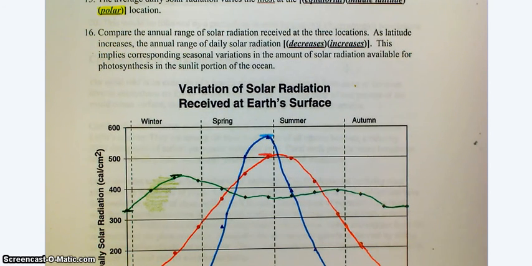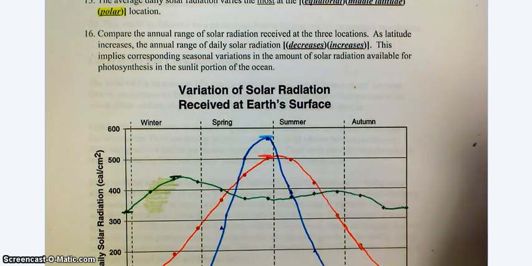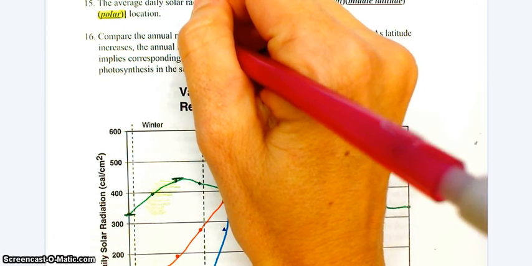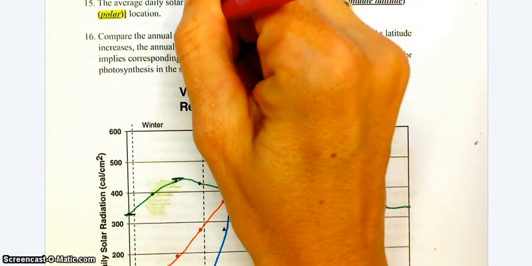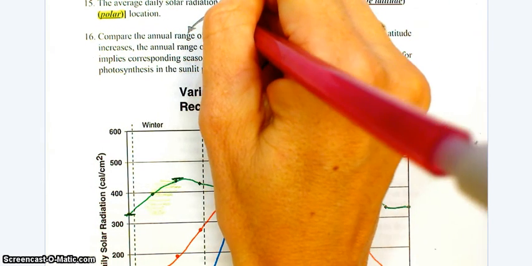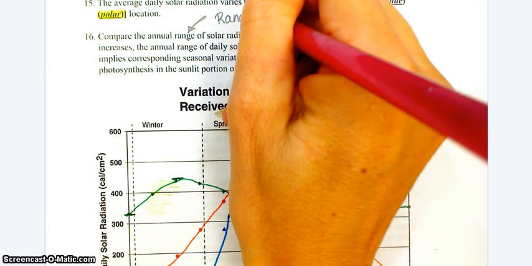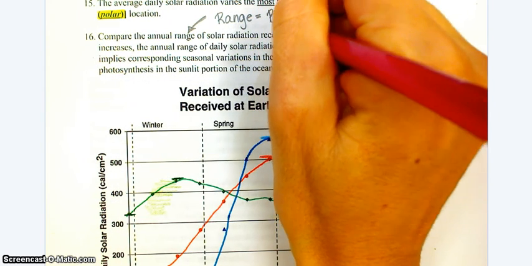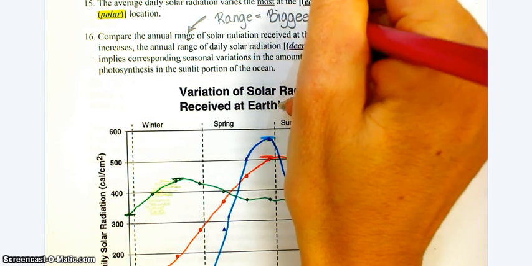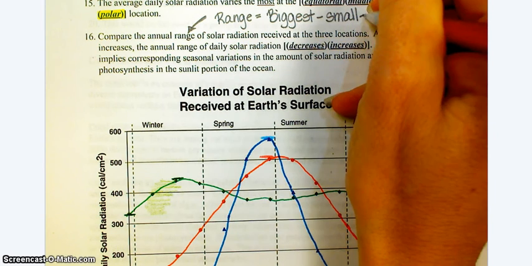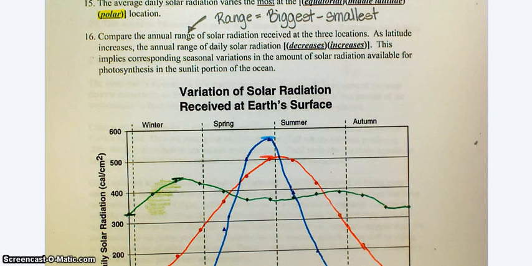Okay, so like I said, we're going to address question number 16. It says compare the annual range of solar radiation at the three locations. Remember, hopefully you remember, from math that range simply means it's a calculation of how much things vary. So you're going to take your biggest value and subtract the smallest value. So it's just biggest minus smallest is what gives you range. Okay, and so that's what we're actually going to calculate down here before we answer the question.